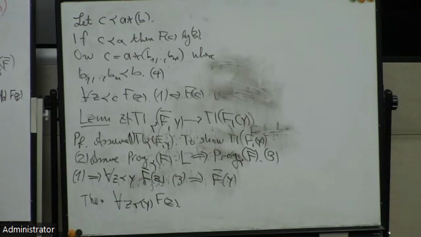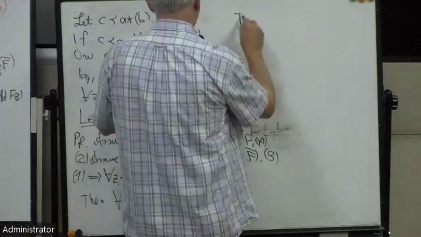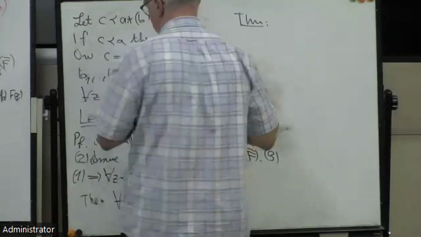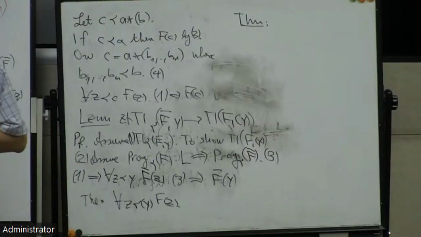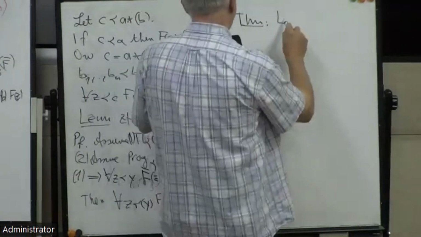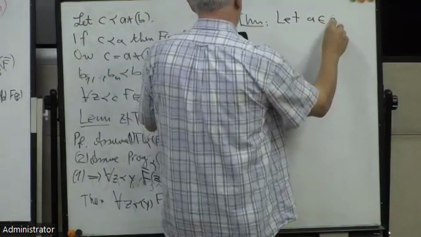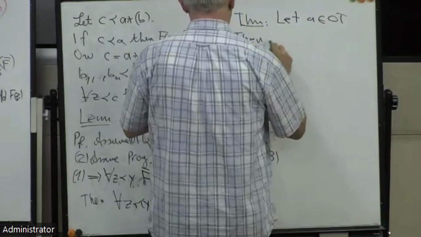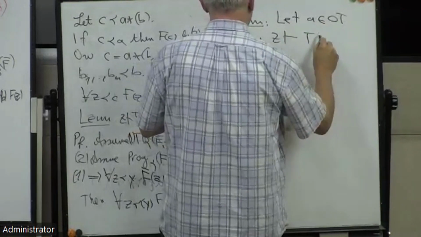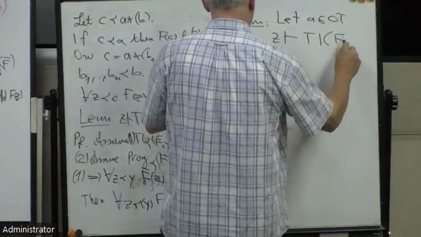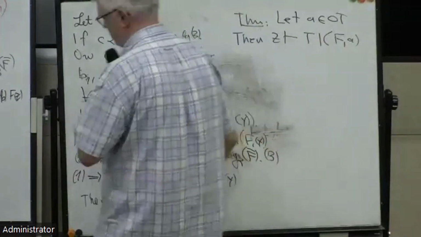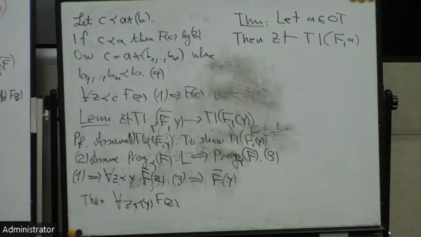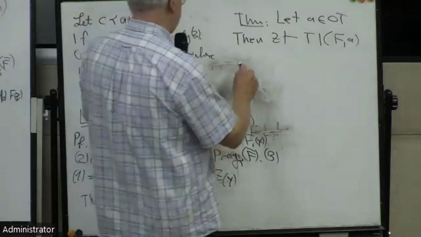Okay. And the final theorem is what? Let A be a term in OT. Then Z proves the transfinite induction of an arbitrary formula F along the predecessors of A. Proof? Proof is now very easy.